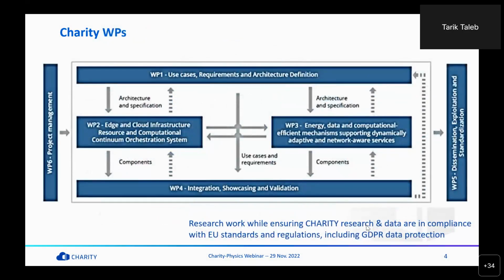The work is organized in 6 work packages. Of course, I'm not going to bother you with all the details about each work package, but from the title, you can tell what each work package is doing. Basically, we have 2 main technical work packages. Work package 2 is about the orchestration of the cloud and network resources to support XR services. And work package 3 is the second technical work package, which is about how to design these XR applications in a cloud native manner, and also how to make them adaptive to the changing dynamics of the cloud as well as the network.